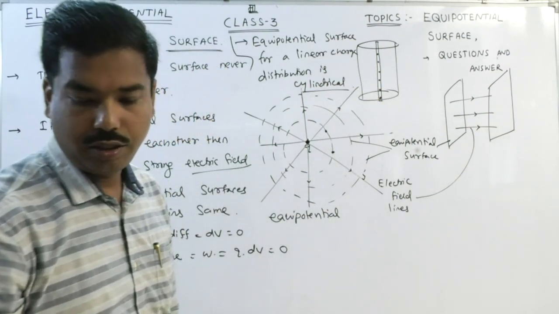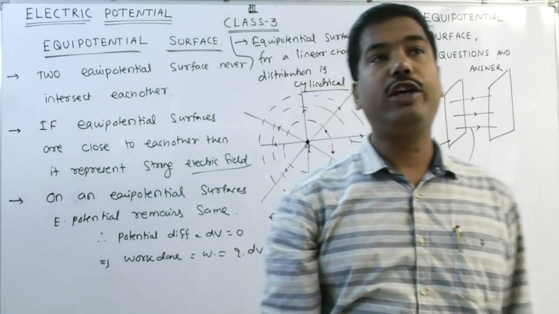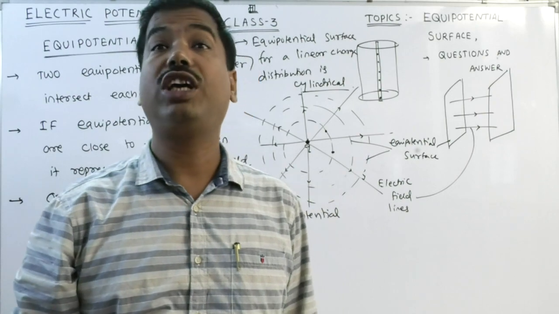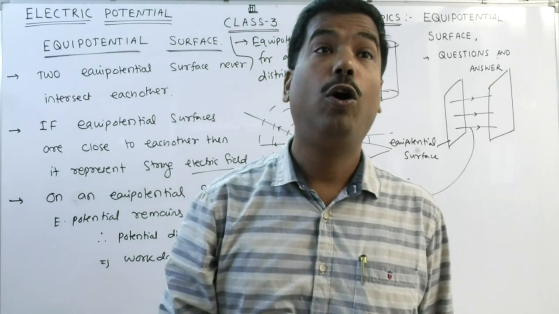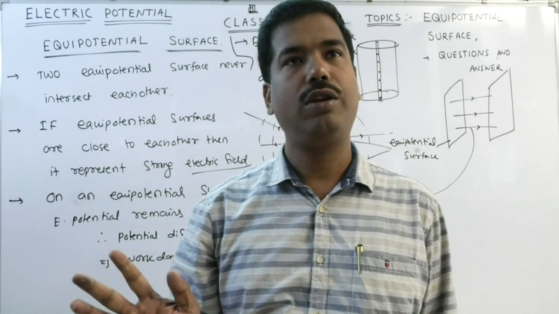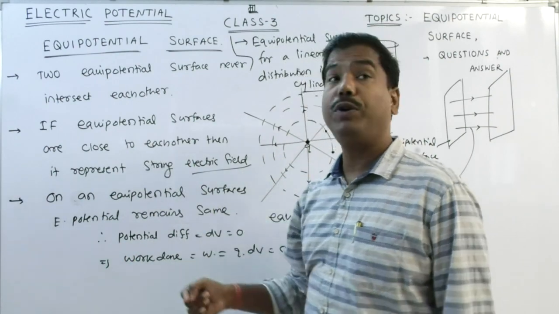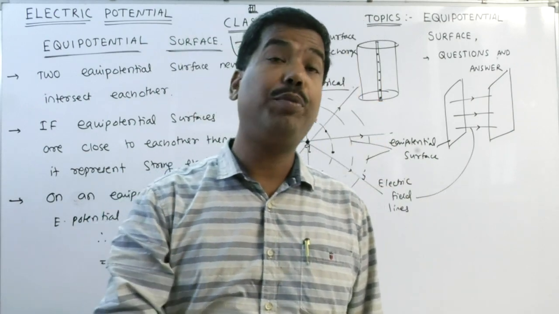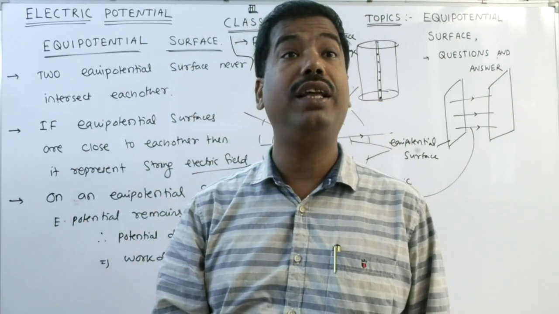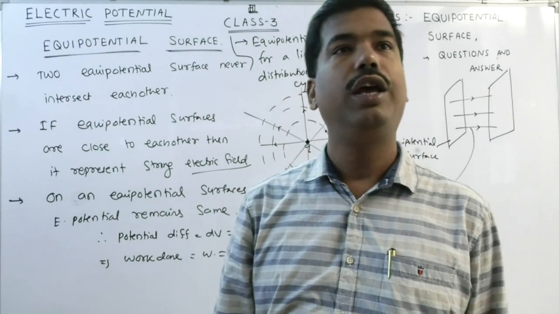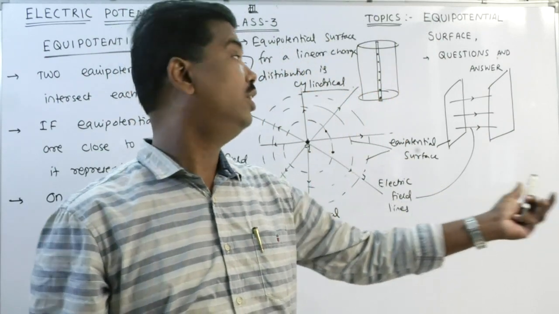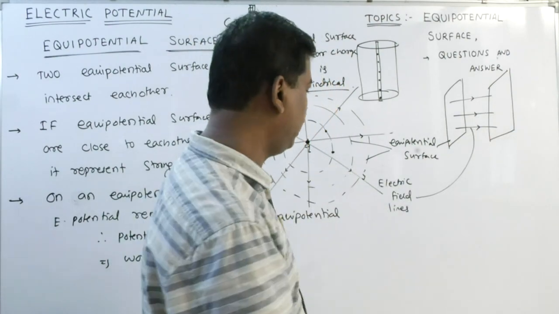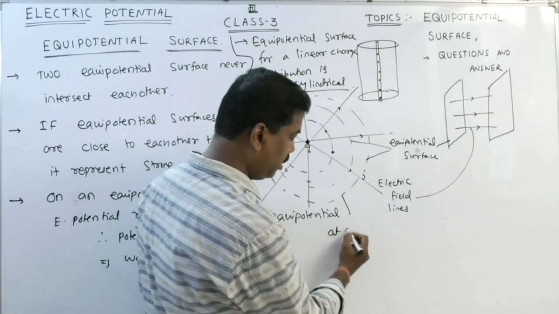Cylindrical. Clear? What is an equipotential surface? An equipotential surface is a locus of points around a charge where the potential remains constant, or the potential difference is zero. Clear? Next. Equipotential surfaces are concentric surfaces for a point charge. If the charge is placed nearby, then the equipotential surface is spherical. If the charge is placed at infinity, then the equipotential surfaces are planes.